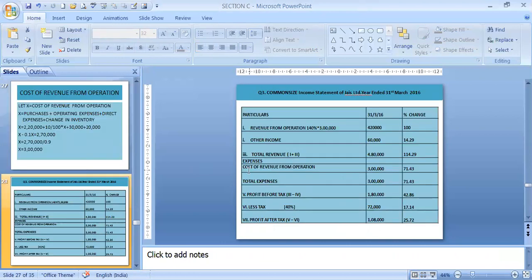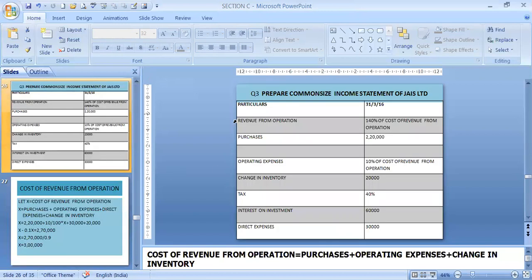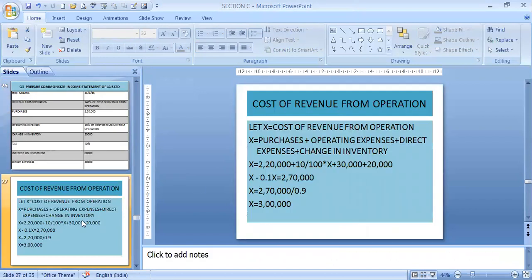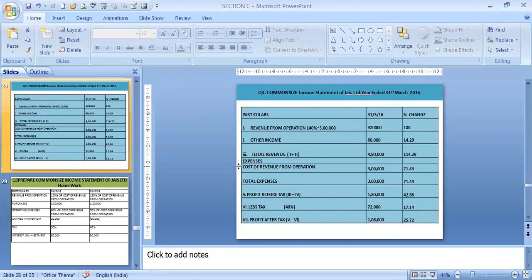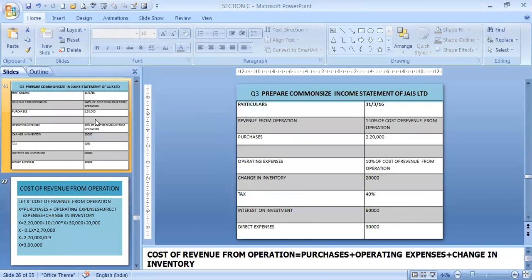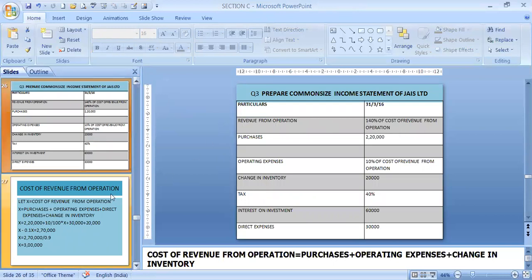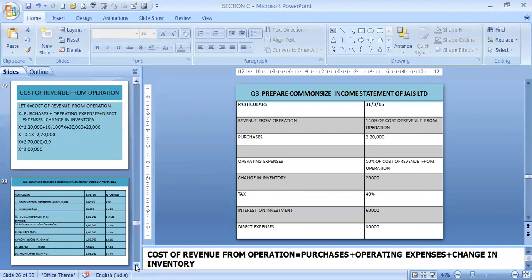We have taken only cost of revenue from operation, and there is no other expense left, because purchase, operating expense, change in inventory, and direct expense all come under cost of revenue from operation. Our revenue from operation is 140% of cost of revenue from operation. So 140% into 3 lakhs, that is 4,20,000. So our RFO is 4,20,000.